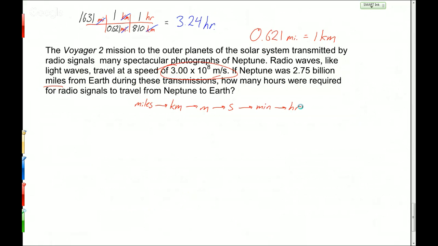The other tricky part is dealing with the big numbers here. So 3 times 10 to the 8th, that's 300 million. 2.75 billion, what does that look like? How many is a billion? Do we know what that exponent would be?